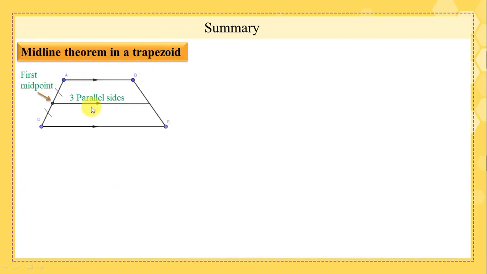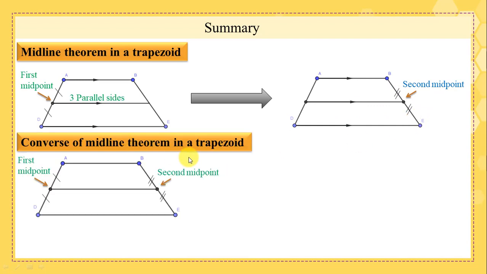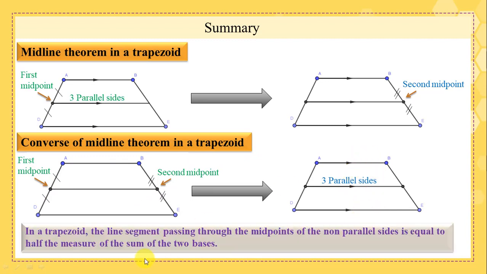Midline theorem in a trapezoid. We have one midpoint of the non-parallel sides of the trapezoid, a line passing through this midpoint and parallel to the bases. We get the second midpoint, which is the point of intersection of this line with the second non-parallel side. Converse of midline theorem in a trapezoid. We have two midpoints of the non-parallel sides of the trapezoid joined by a segment. This segment will be parallel to the bases. In a trapezoid, the line segment passing through the midpoints of the non-parallel sides is equal to half the measure of the sum of the two bases.